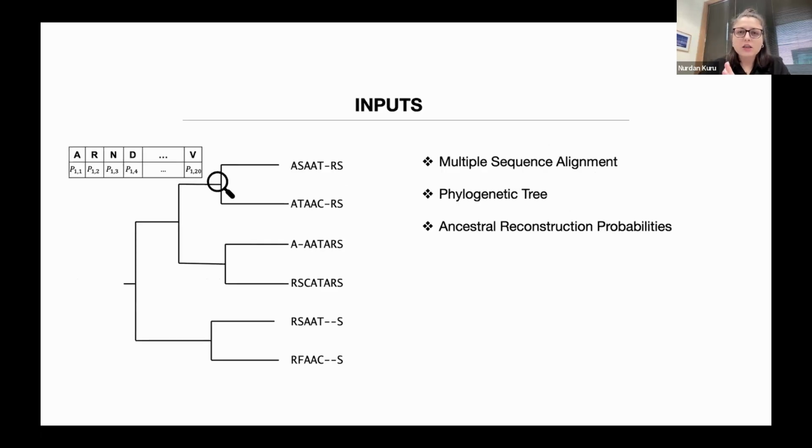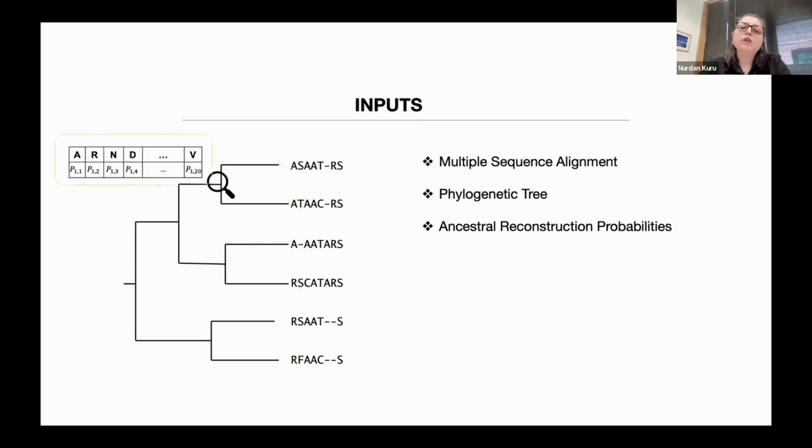PHACT requires three important inputs. The first one is the multiple sequence alignment. I'm not saying that multiple sequence alignment is not important. Of course it is, but we believe that if you are just using multiple sequence alignment, ignoring evolutionary information, it can be misleading. The second input of PHACT is phylogenetic trees, as I mentioned.